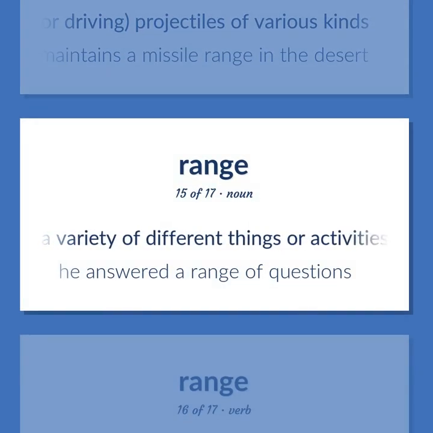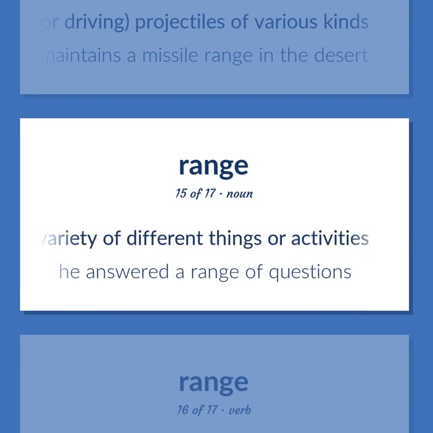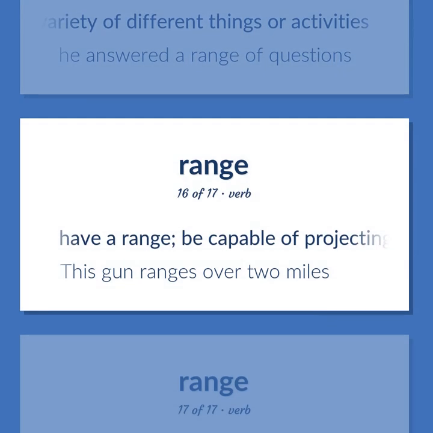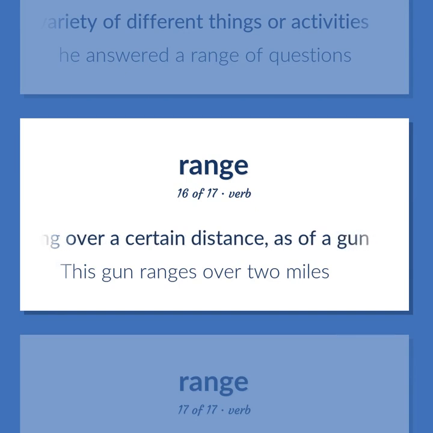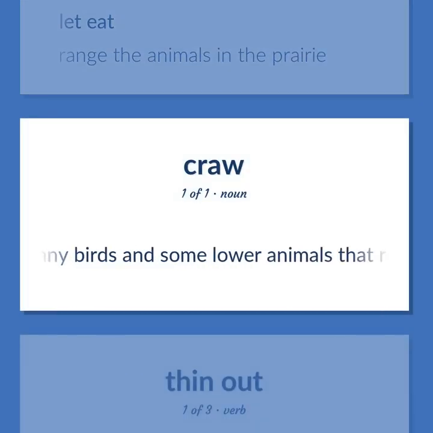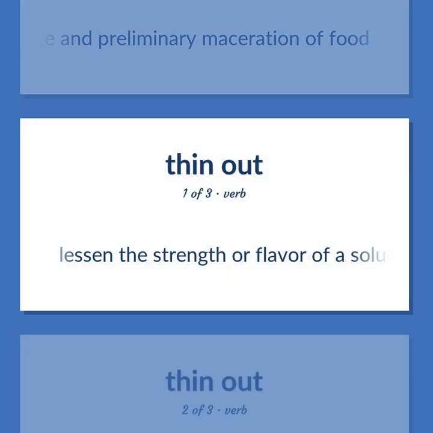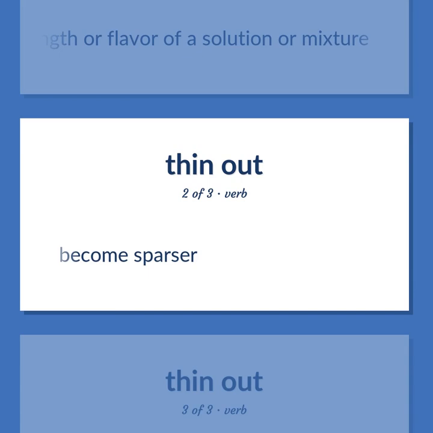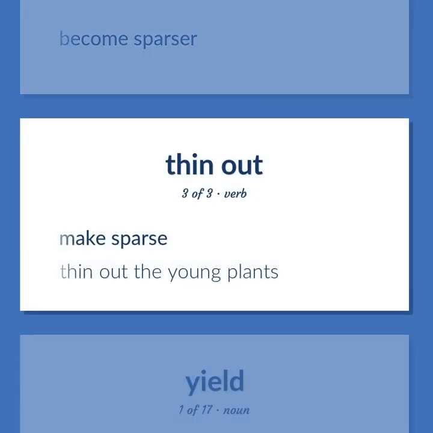A variety of different things or activities. He answered a range of questions. Have a range. Be capable of projecting over a certain distance, as of a gun. This gun ranges over 2 miles. Let eat. Range the animals in the prairie. A pouch in many birds and some lower animals that resembles a stomach for storage and preliminary maceration of food. Lessen the strength or flavor of a solution or mixture. Become sparser. Make sparse. Thin out the young plants.